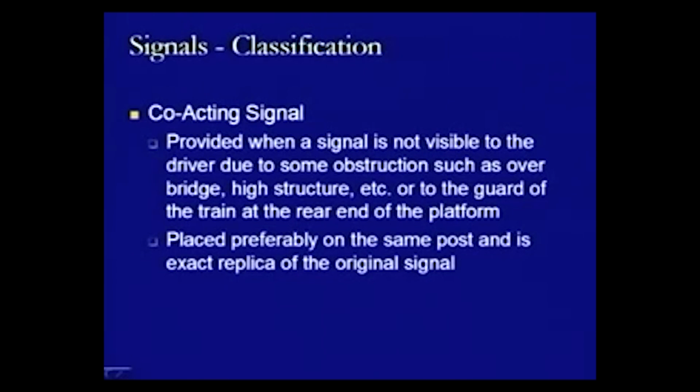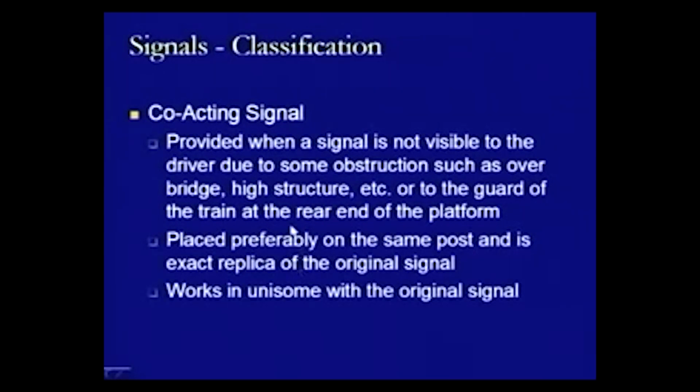That is, how the original signal looks, in the same way this co-acting signal also looks, and it is provided just above the main original signal on the same post, so that now it is visible to the driver or the guard. So, it is clearing the obstruction. It works in unison with the original signal, that is, whatever is the indication in the original signal will be the indication of the co-acting signal.